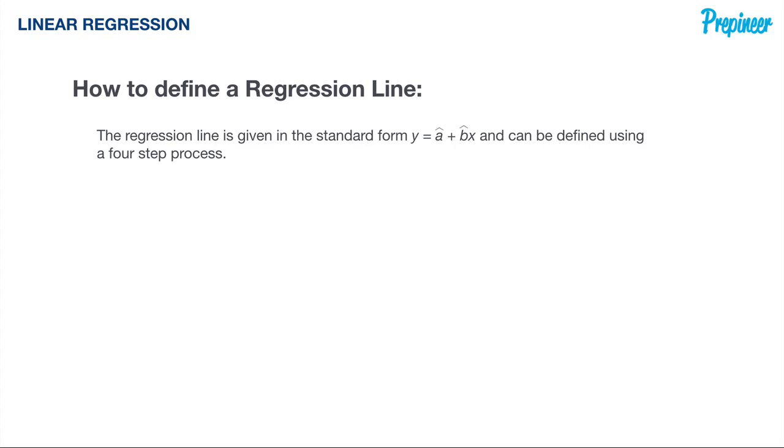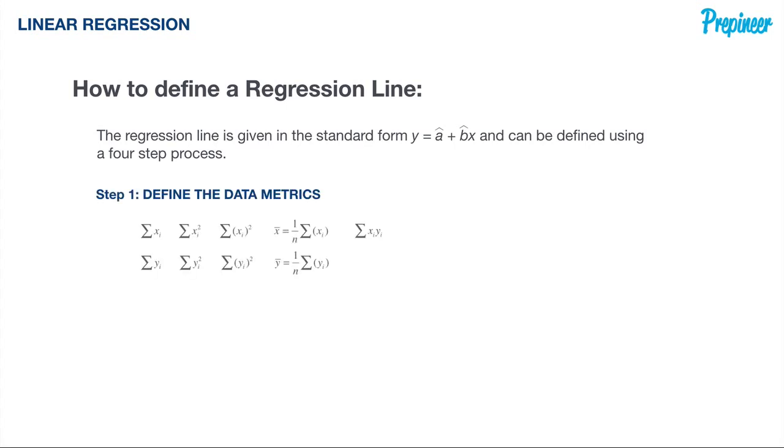The regression line is given in the standard form of y is equal to a plus bx and can be defined using a four-step process. Here are the steps and the equations. Step 1 is to define the various metrics that are related to the data given. I, like many of you probably, use a table to complete all of these calculations in an organized way. I will illustrate how I do this when we go through a practice problem.